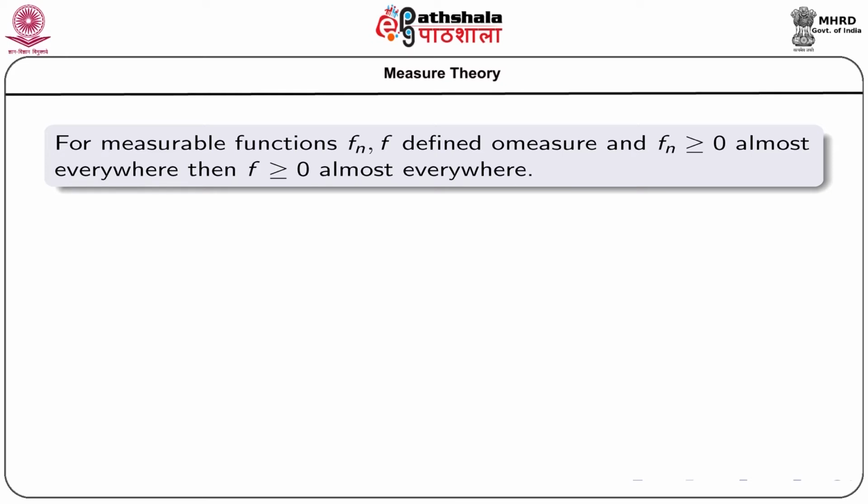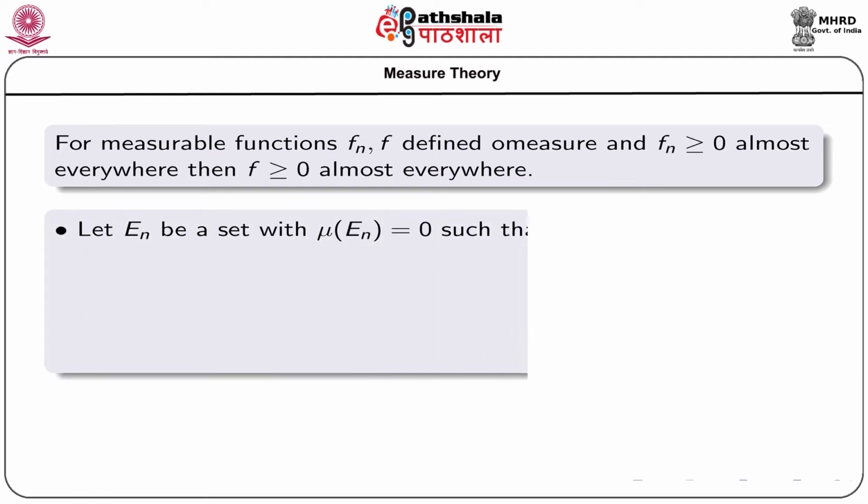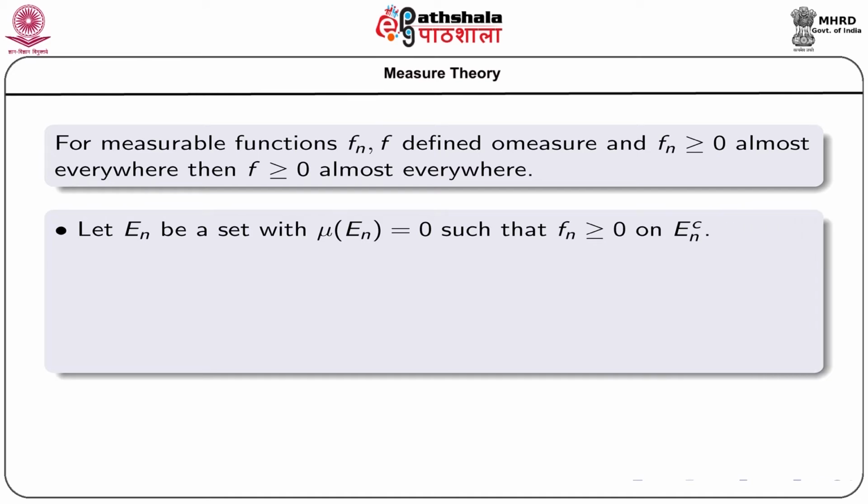Now, for measurable functions f_n and f defined over a measurable set D, we will show that if f_n converges to f in measure and all the functions f_n are greater or equal to 0 almost everywhere, then the limit function will have the same property, that is, f is also greater or equal to 0 almost everywhere. From the definition, let E_n be the set with mu(E_n) equal to 0 such that f_n is greater or equal to 0 on E_n complement, because we have the assumption that f_n is greater or equal to 0 almost everywhere.